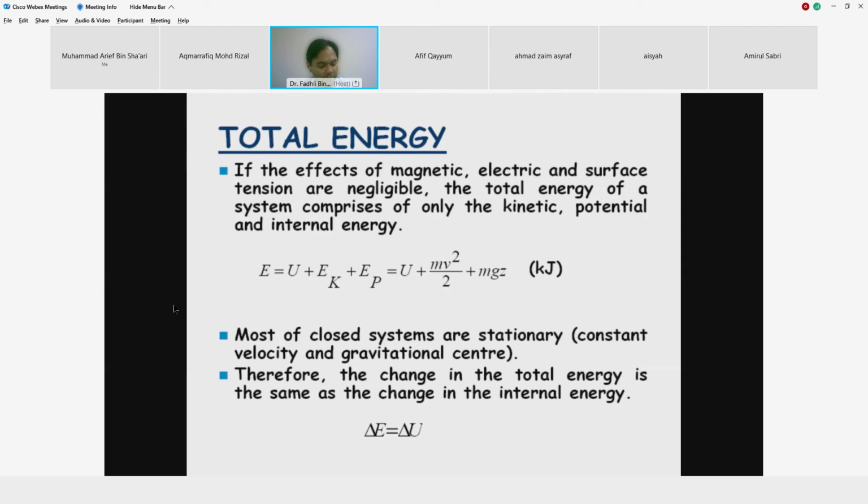If you do E2 minus E1, then we will have delta E equal to delta U, because KE and PE are the same. Constant velocity, gravitational center. So we can cancel both KE1 and KE2, and PE1 and PE2 are the same, so it becomes 0. So the remainder is U2 minus U1. Then we can simplify as delta U. Delta U here means U2 minus U1.